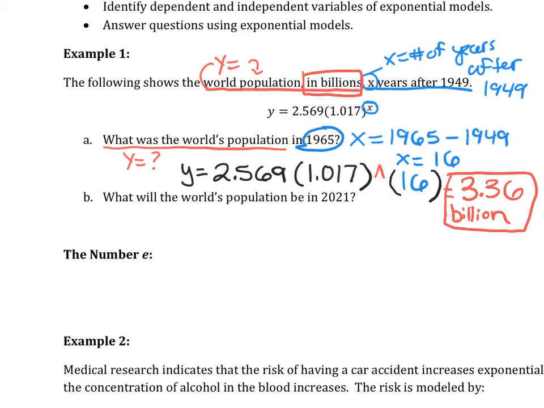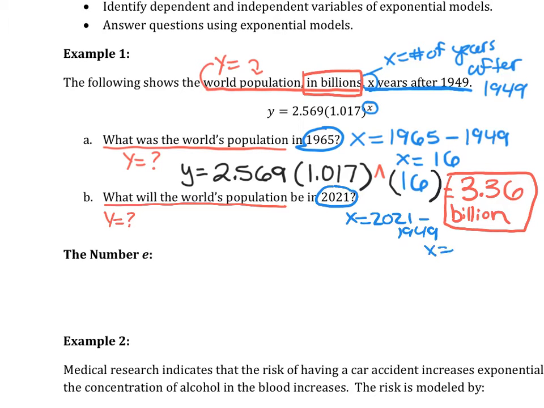Okay, can you guys try letter B? So what will the world's population be? Again, this is asking what will Y equal in the year 2021. So you need to do that. No, because it says up here, right above our equation, that X is the years after 1949. So you have to count. You have to do that subtraction. So you do the same thing with 2021. You have to do 2021 minus 1949. Okay, so go ahead and try letter B. So you should be plugging in an X value of 72.